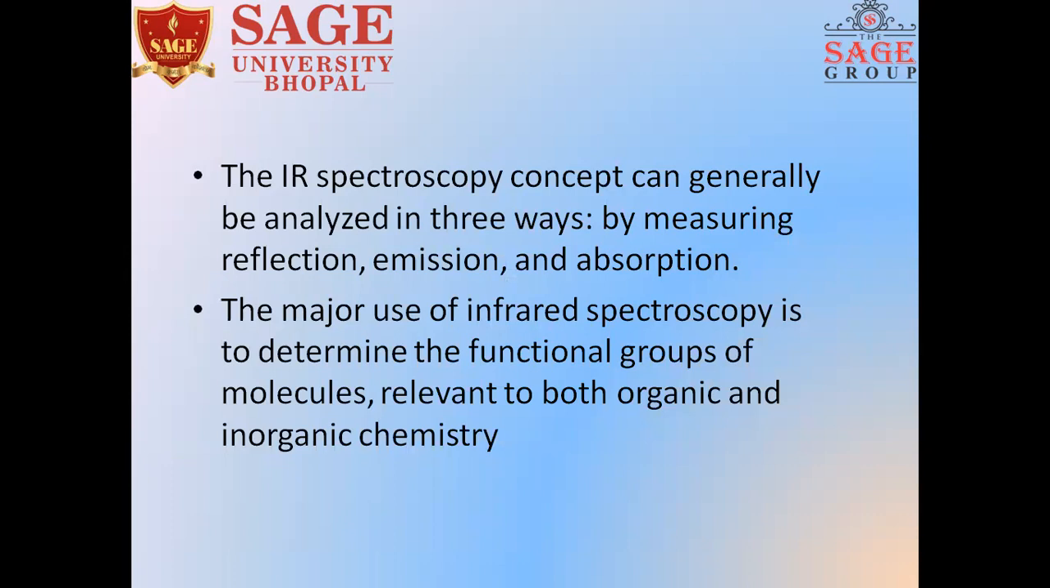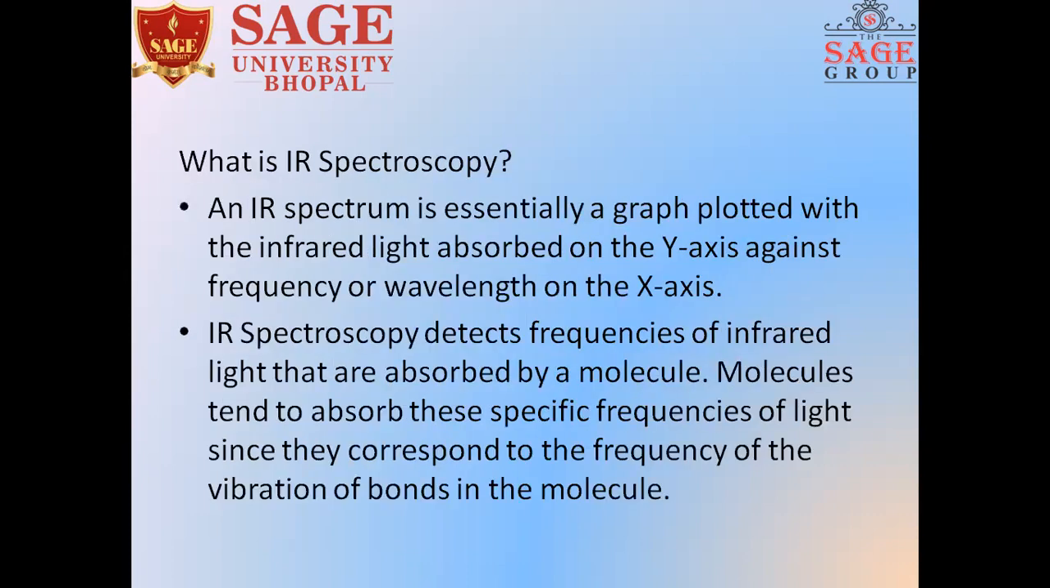The IR spectroscopy concept can generally be analyzed in three ways: by measuring the reflection of the IR spectrum, the emission of the IR spectrum, or the absorption of IR light by a molecule. The major use of infrared spectroscopy is to determine the functional groups of molecules, which is relevant to both organic and inorganic chemistry. If we can find the functional group of a molecule by infrared spectroscopy, it can be used for further applications, which we will discuss later in the slides.